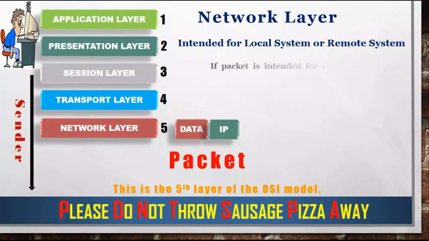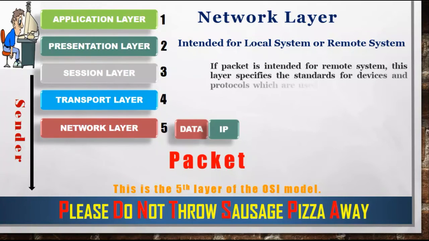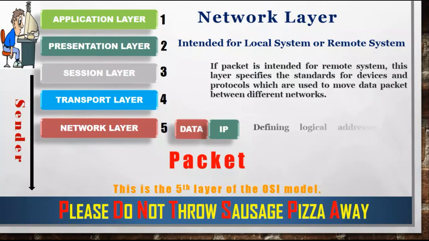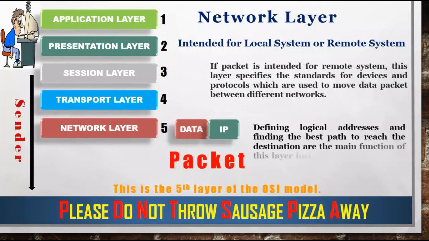If the packet is intended for a remote system, this layer specifies the standards for devices and protocols which are used to move data packets between different networks. Defining logical address and finding the best path to reach the destination are the main functions of this layer, including routing through different routers. Router is an example of a network layer device.